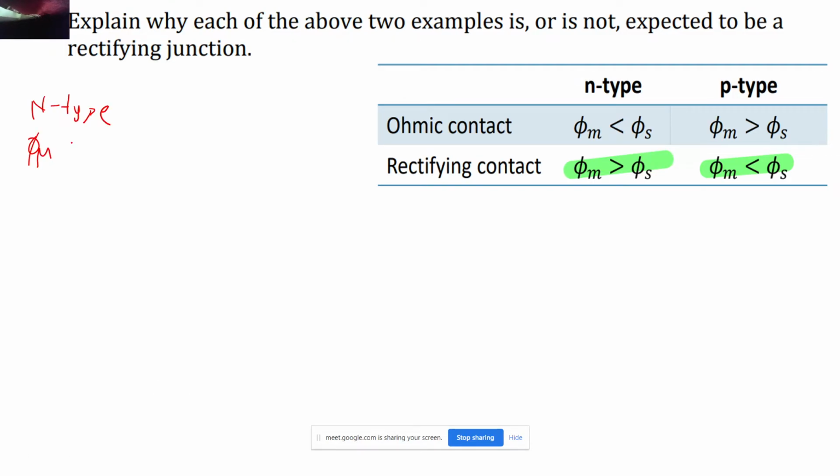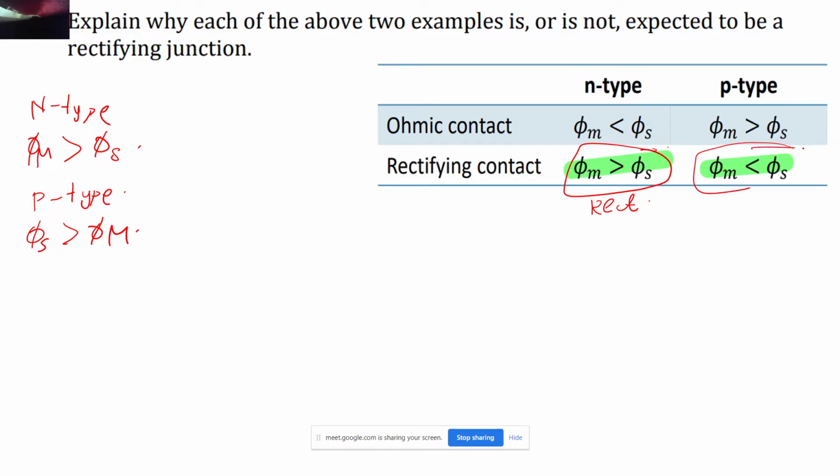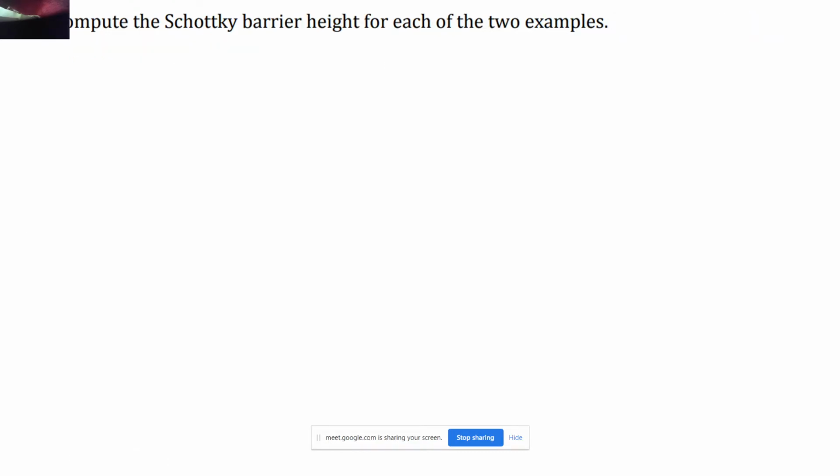your phi m was actually greater than phi s, correct? And for p type, your phi s was actually greater than phi m, right? So for n type, if my phi m is greater than phi s, then this is a rectifying contact, right? And in p type, if my phi s is greater than phi m, then again it's a rectifying contact. So in both the cases, it's a case of the rectifying contact only.